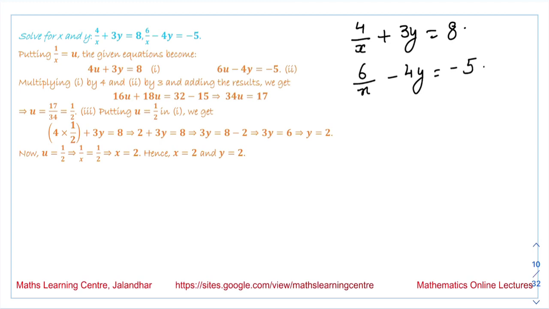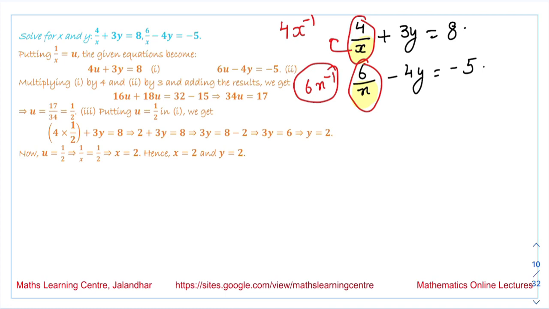Now the first thing to note over here is that these are not linear equations in x and y, because x is in the denominator. If I have to write this term, I will write it as 4x raised to the power minus 1, and this term as 6x raised to the power minus 1. So these are not linear equations in x and y. So first of all, we are converting them to linear equations.